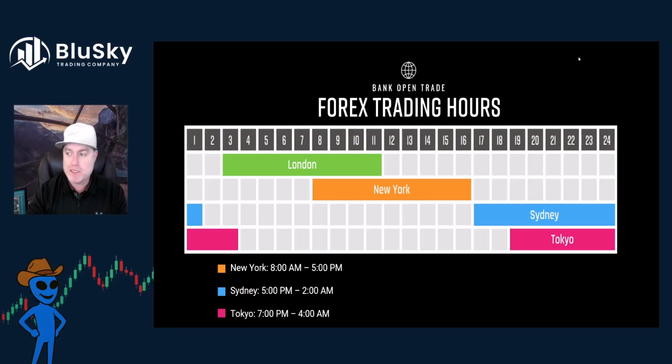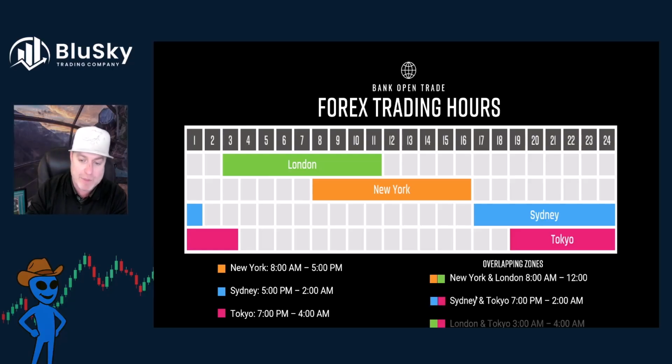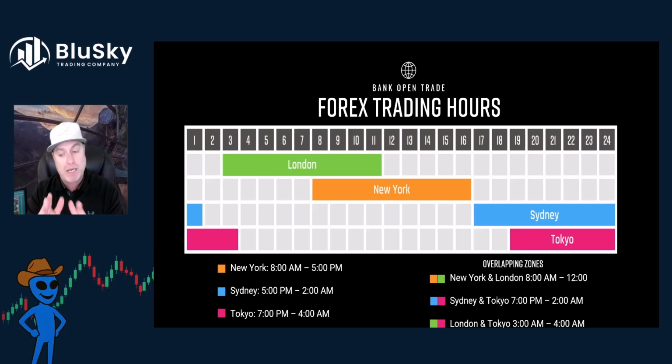So the first bank that opens up is this bank right here, Sydney, which opens up at 5 p.m. Eastern Standard Time. The second bank that opens up is Tokyo, which opens up at 7, daylight savings 8. London opens up at 3 a.m. Eastern Standard Time and closes at noon Eastern Standard Time. Now, the overlapping zones are New York and London, Sydney and Tokyo, and London and Tokyo. When New York and London overlap, especially on the open at 8 a.m. and the closing hour up until noon Eastern, you're going to see a lot of price movement in those time periods.